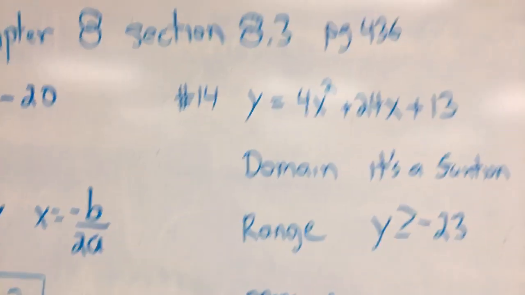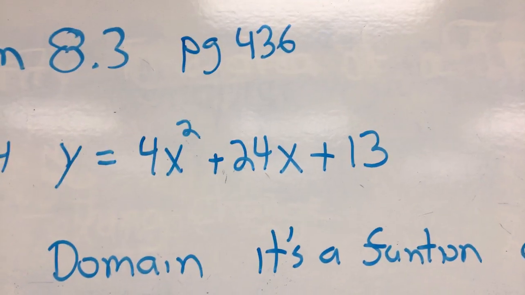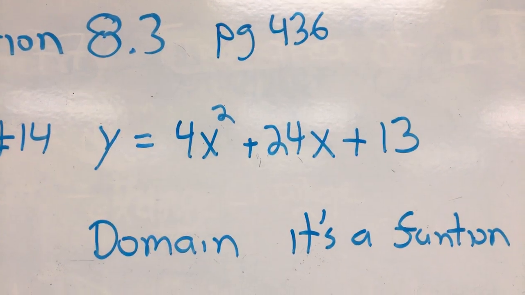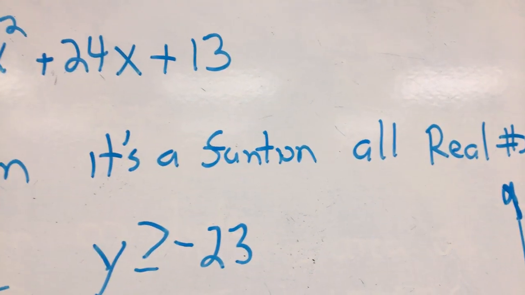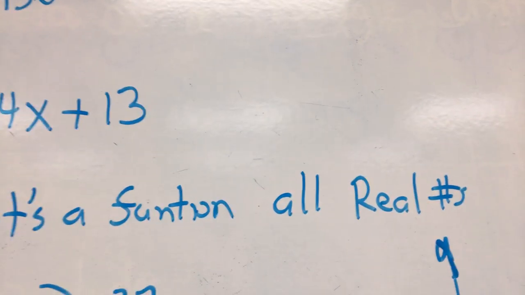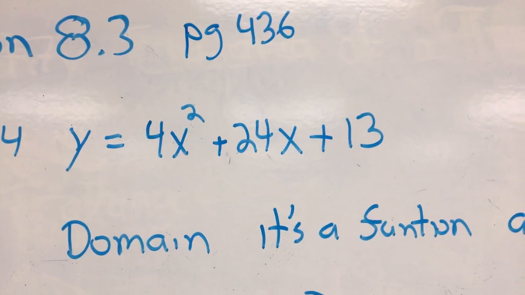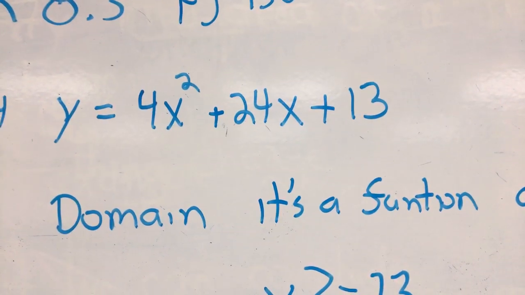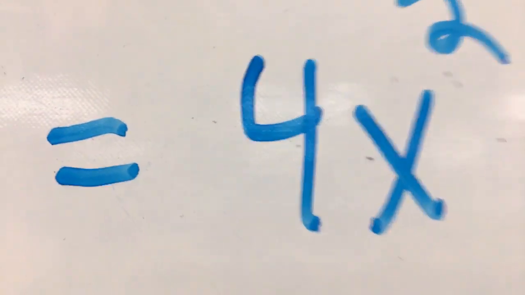All right. Now, number 14 gives you this beautiful equation, and it wants to know what the domain and the range is. Okay? Now, the domain, here's a big clue. It's a function, all real numbers. Hey, that was easy. However, the range. I need to find the values of y that this function is going to take on. Now, this parabola does open up. That is a positive 4. That 4 says this thing is opening up.